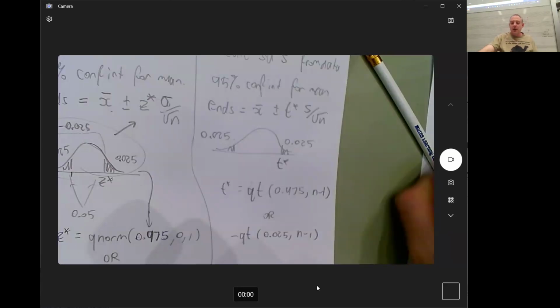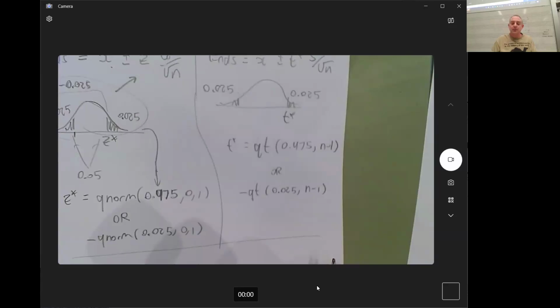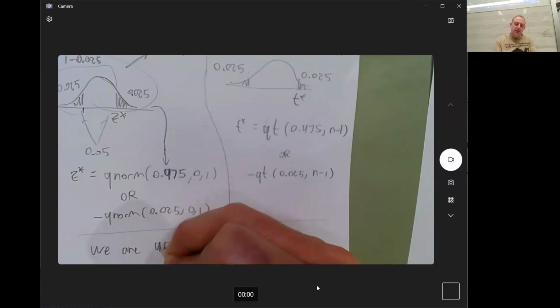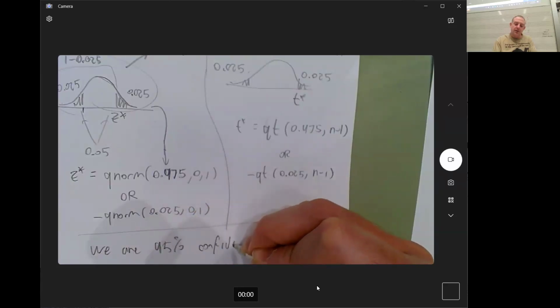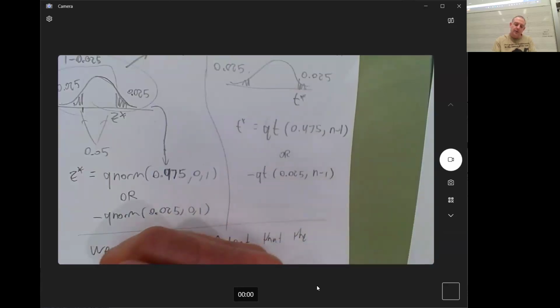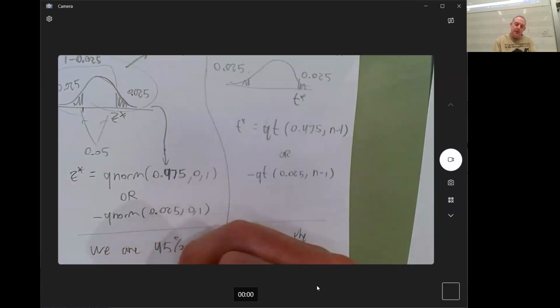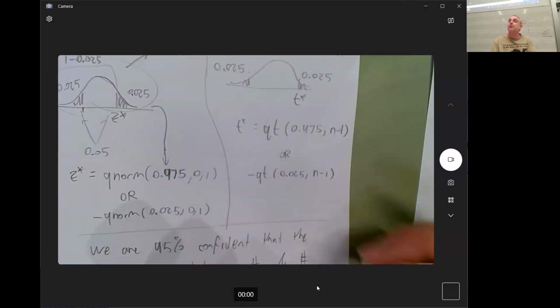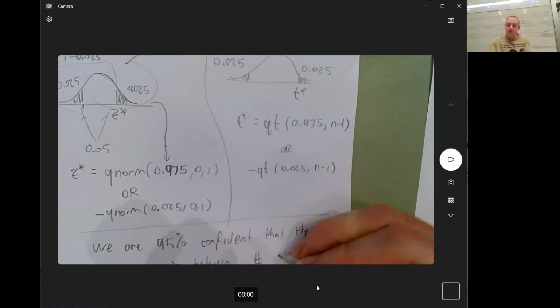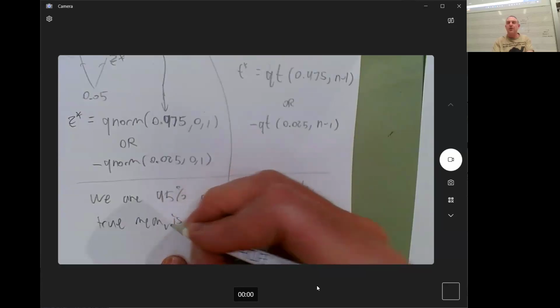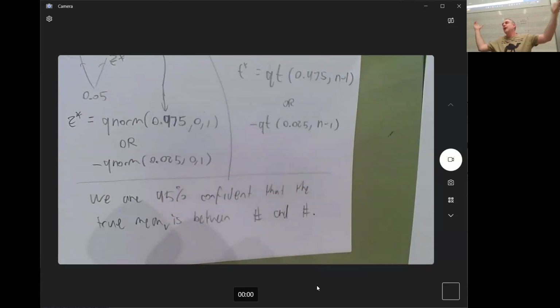And then the final answer of interpreting a confidence interval is always the same. You know, we are 95% confident that the true mean is between whatever this number is and whatever this number is. And then you should probably not just say true mean, but true mean volume or true mean weight or true mean height or true mean time or whatever it's the mean of.